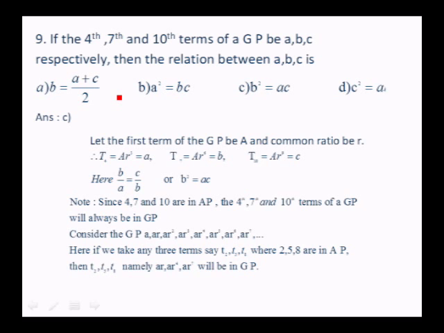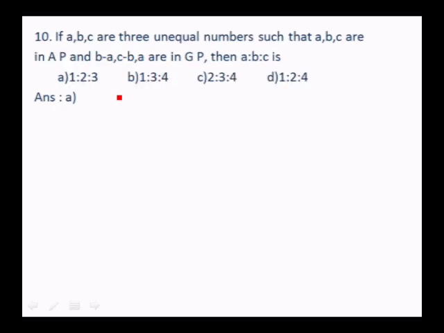So next one, 10th one. So let us go to the 10th question. If A, B, C are three unequal numbers so that A, B, C are in AP and B minus A, C minus B, A are in GP, then A is to B is to C is, you have got four options: 1 is to 2 is to 3, 1 is to 3 is to 4, 2 is to 3 is to 4, and 1 is to 2 is to 4.